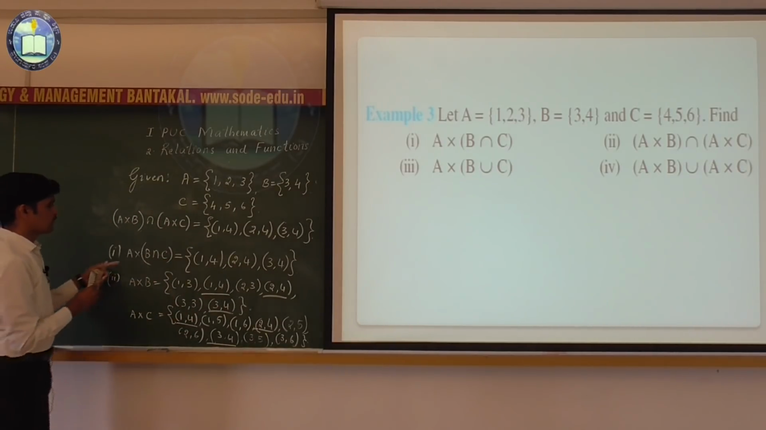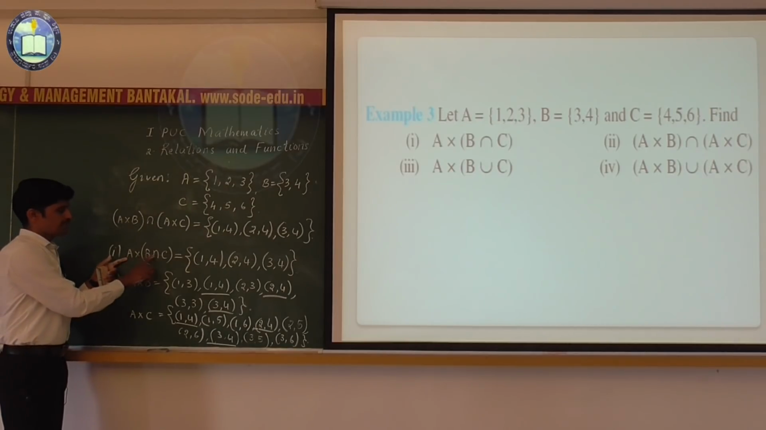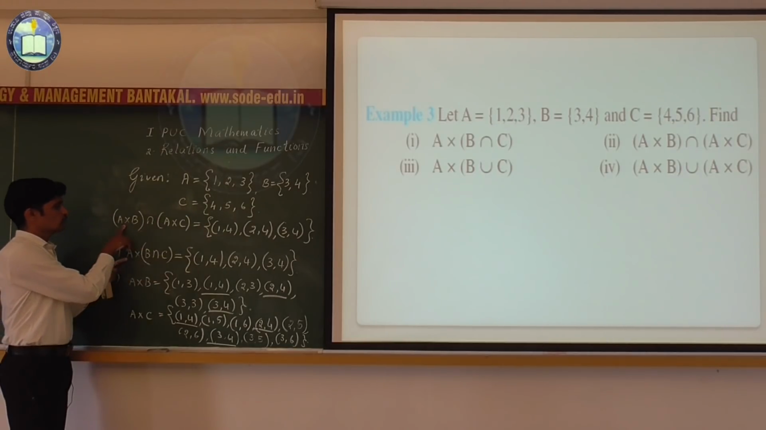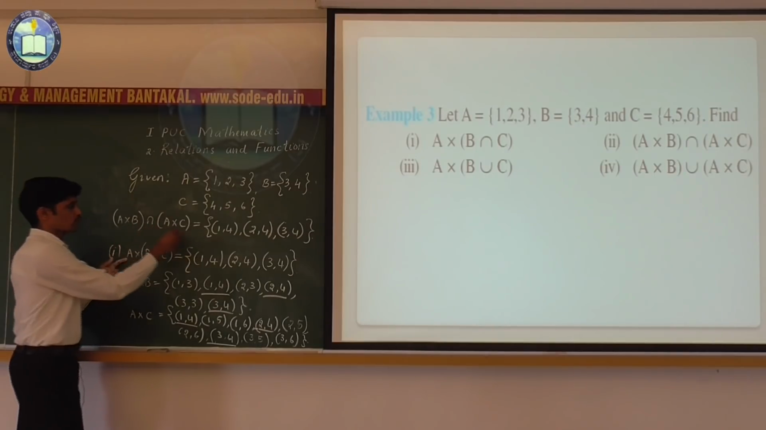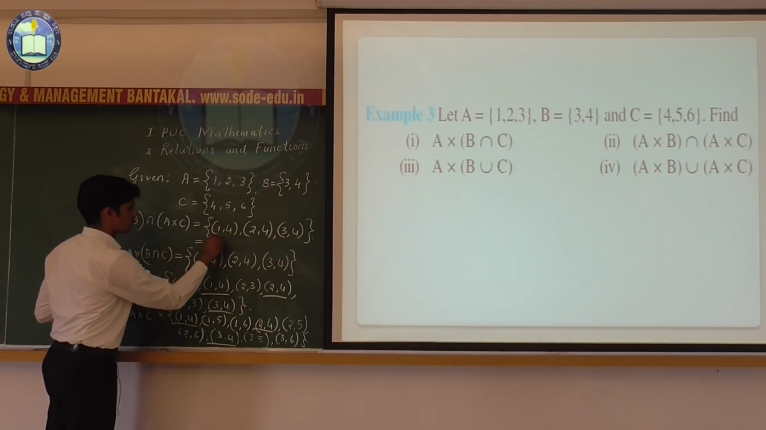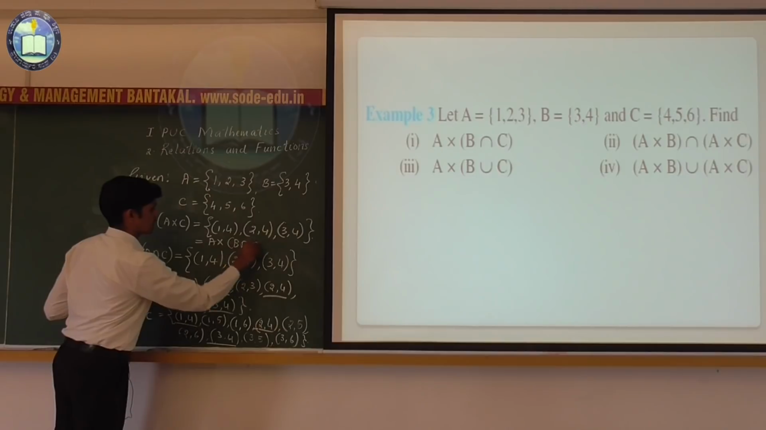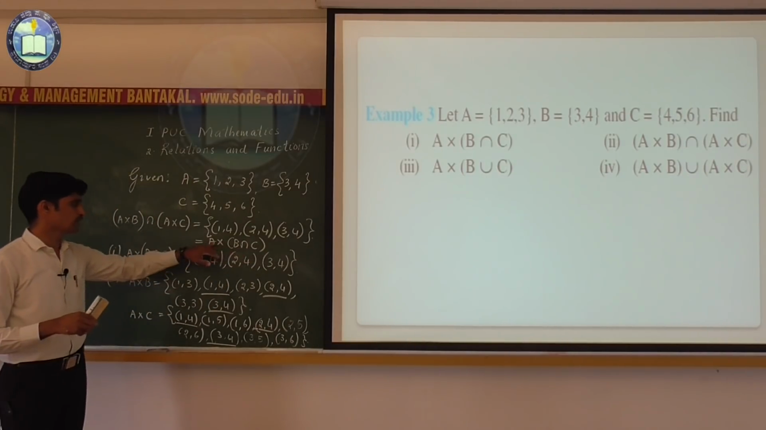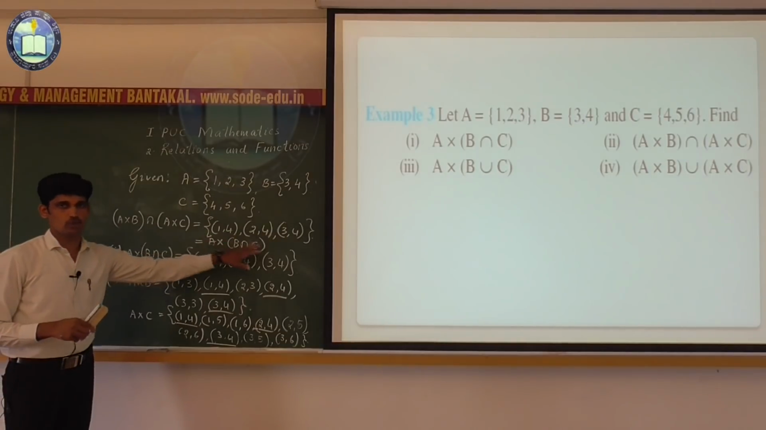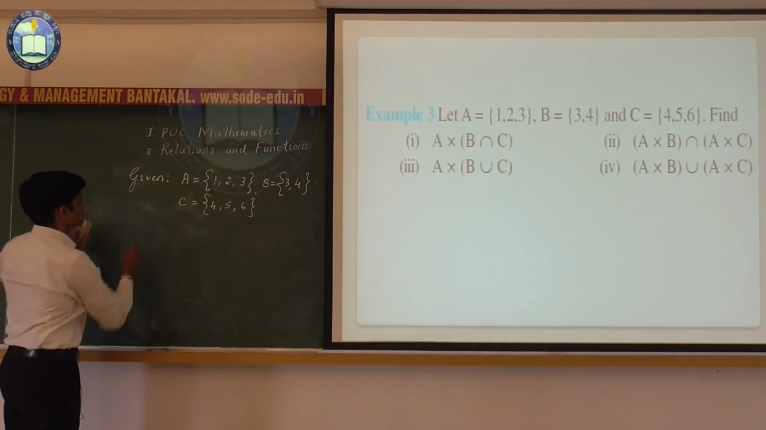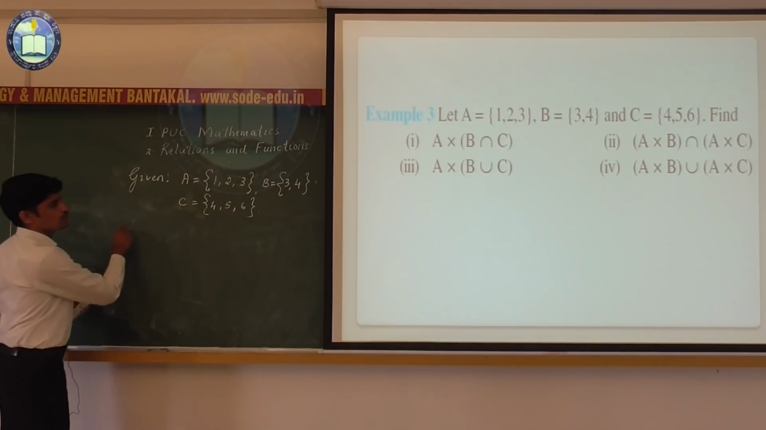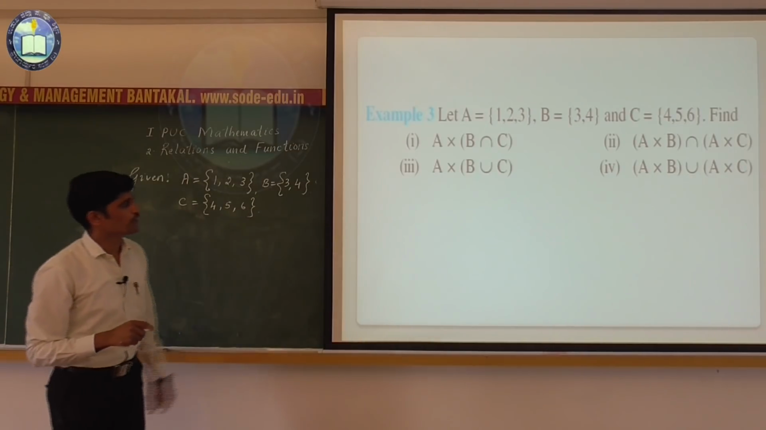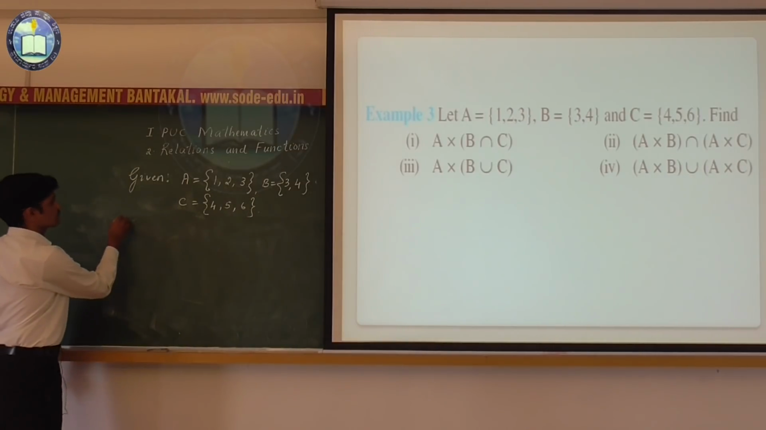And now we can observe that A cross (B intersection C) is equal to (A cross B) intersection (A cross C). So A cross (B intersection C) is equal to (A cross B) intersection (A cross C). The Cartesian product is distributed over the intersection of two sets. That is question number 3.